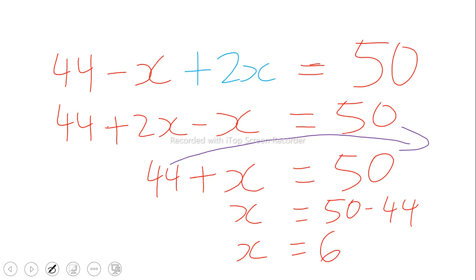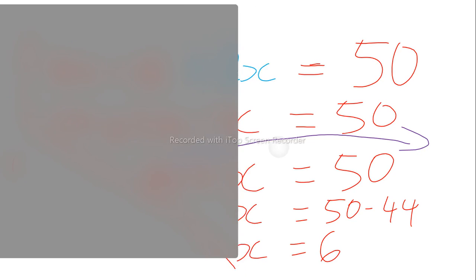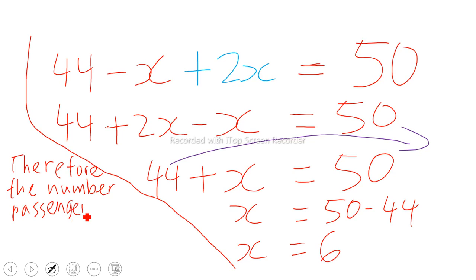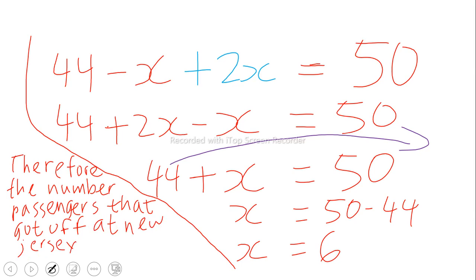So therefore, we're going to write this somewhere here. Therefore, what could we say? Since we know that 6 is x, we could say that 6 is the number of passengers who got off the bus at New Jersey. Yes, very good. Or the number of passengers that got off at New Jersey was 6.